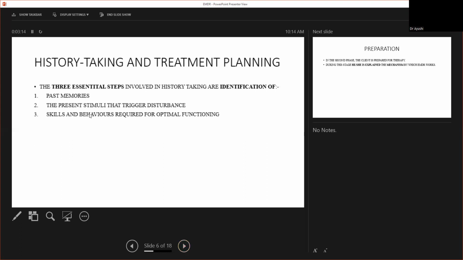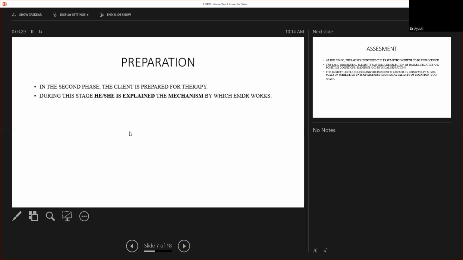History taking. There are three essential steps involved in history taking. That is identification of past memories, the present stimuli that trigger disturbance, and skills and behavior required for optimal functioning. Preparation. In the second phase, the client is prepared for the therapy. During this stage, he or she is explained the mechanisms by which EMDR works.